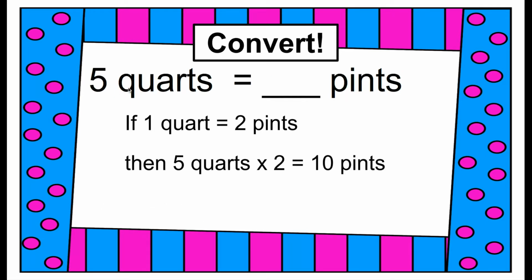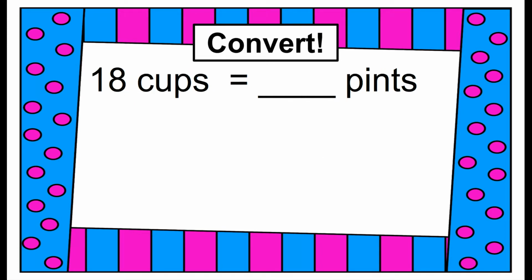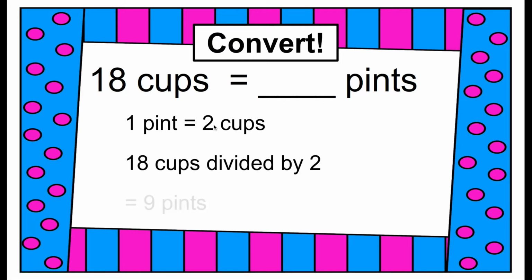Now I'm going to come here and I'm going to say quarts to pints. I'm starting with a large measurement and I'm going to a small measurement. Horse to fly, multiply. So if I know that 1 quart is 2 pints, I'm going to multiply 5 times 2 to get 10. Now this time I'm starting with a small measurement of cups and I'm going to a larger measurement of pints. That means I'm going from a fly to a horse, so I'm going to divide, of course. I know that 1 pint is 2 cups. Now remember those princes and princesses, they couldn't just have 1 crown, they had to have 2. So I'm going to divide 18 divided by 2 to get an answer of 9.